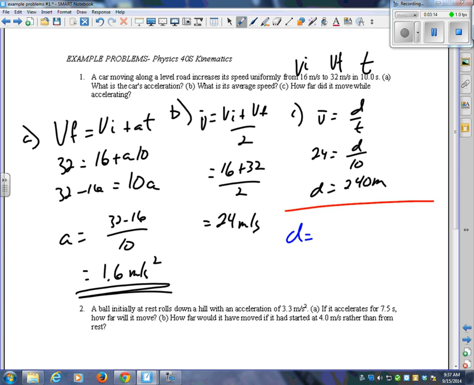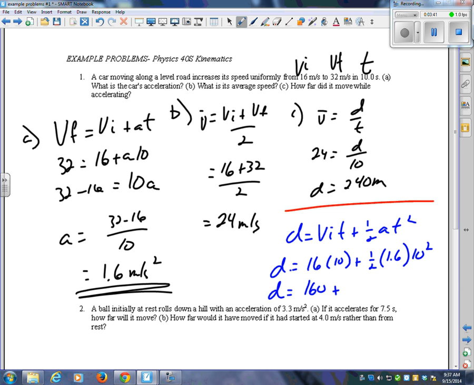I could use number 2, right? D equals VI T plus 1/2 A T squared. I'm running out of room. Initial velocity is 16 times 10 plus 1/2 acceleration 1.6 times 10 squared. I'm sure you can do the math, or the arithmetic, I mean.